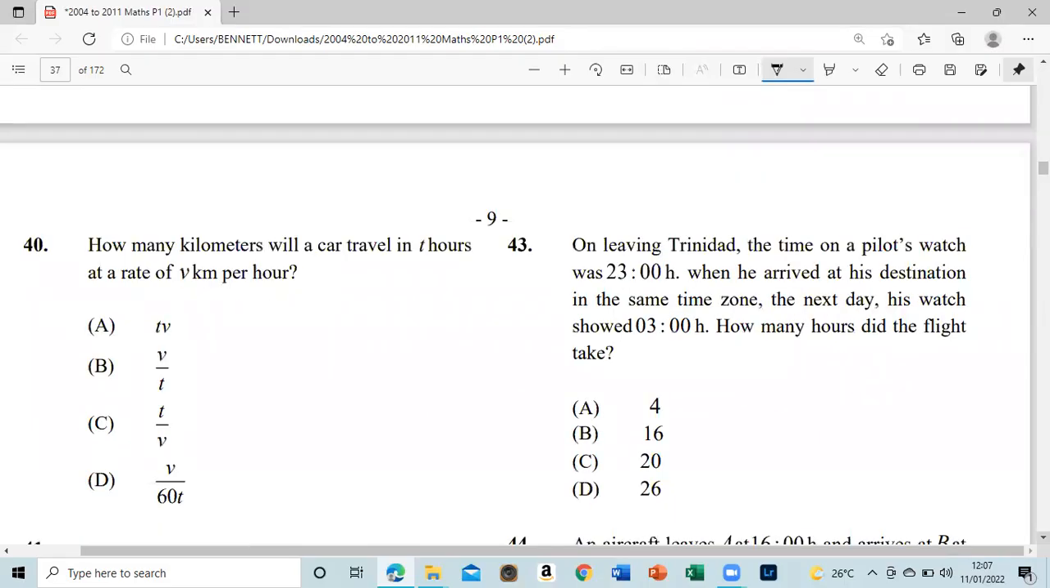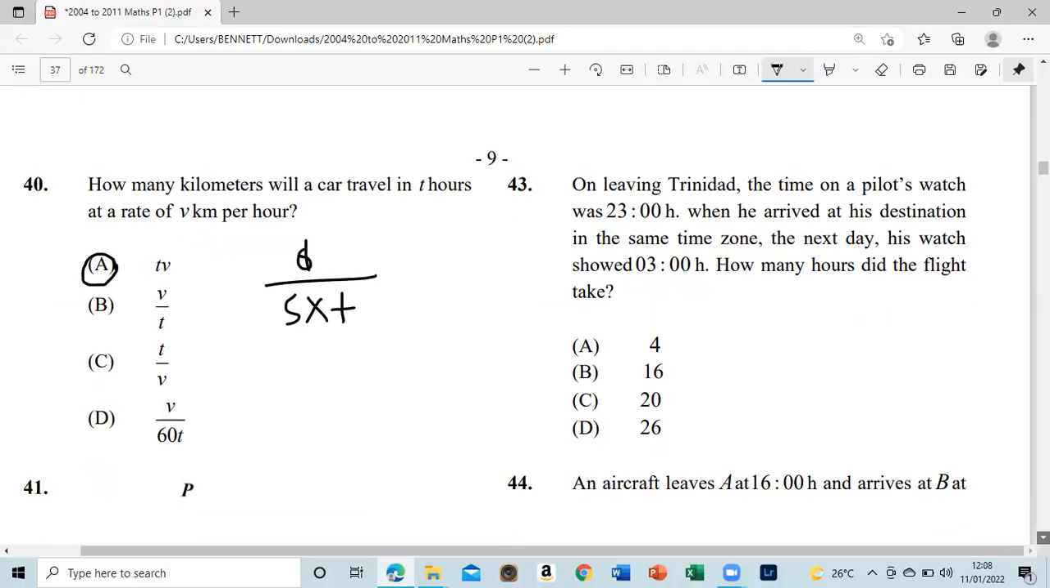How many kilometers will a car travel in t hours at a rate of d kilometers per hour? So notice it's a distance, right? And distance is equal to speed times time, right? So that's t times v. So this is tv. All right, so let's go. No need to complicate the maths now.